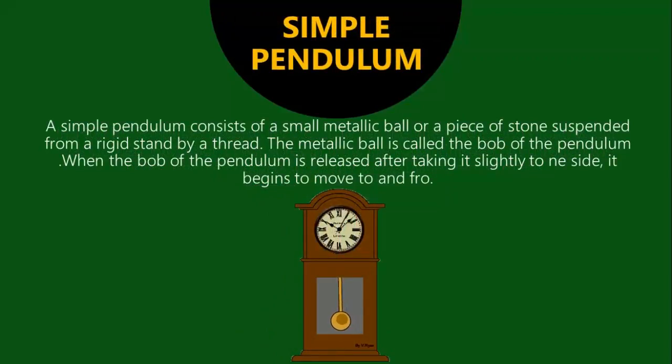Simple pendulum. A simple pendulum consists of a small metallic ball or a piece of stone suspended from a rigid support by a thread. The metallic ball is called the bob of the pendulum. When the bob of the pendulum is released, after taking it slightly to one side, it begins to move to and fro.